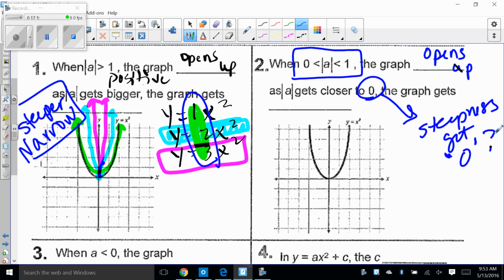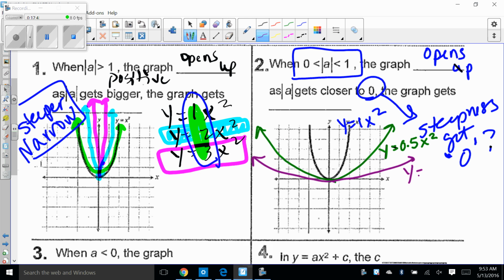So as the a value starts to approach 0, our graph actually gets really wide. It widens itself. Like this would be y equals maybe 0.5x squared, because we're starting to work our way to 0. So we have this as y equals 1x squared. Now we're going to half, and then we keep getting wider and wider as we gradually go to 0. That should make sense to you, that the line is almost going to a straight line with a 0 slope. Y equals 0.1x squared, getting wider and wider. So the graph gets wider as the fraction gets closer to 0.